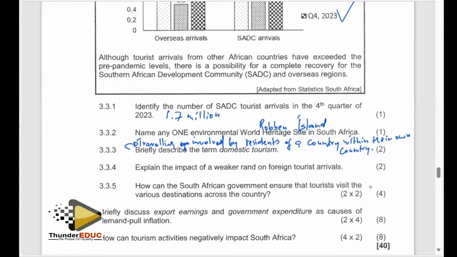So now let's check 3.3.4. Explain the impact of a weaker rand on foreign tourist arrivals. There will be an increase in the number of foreign tourists. Okay, right.